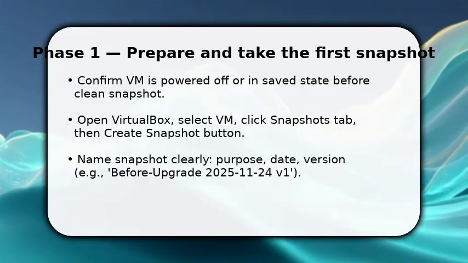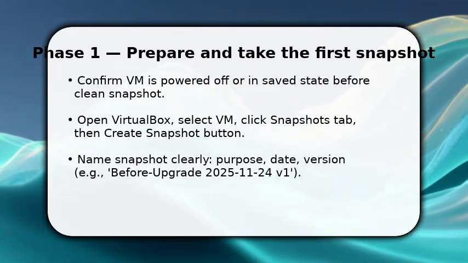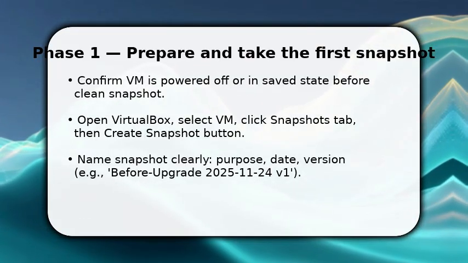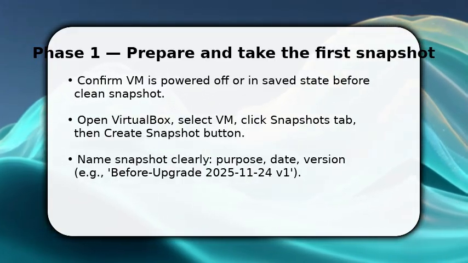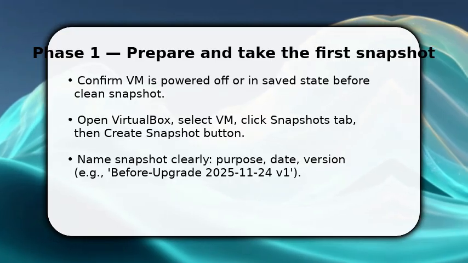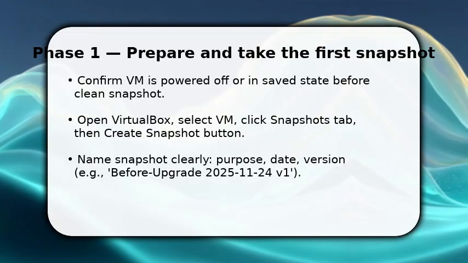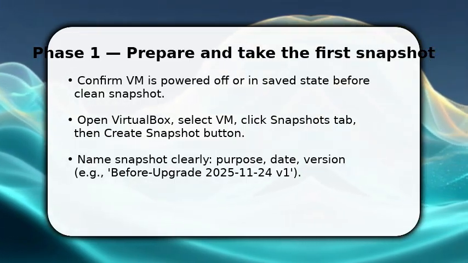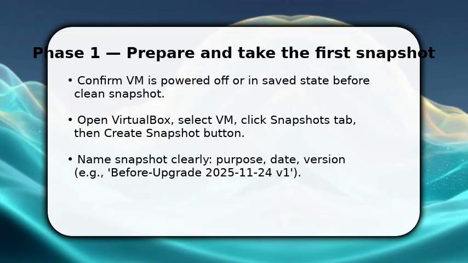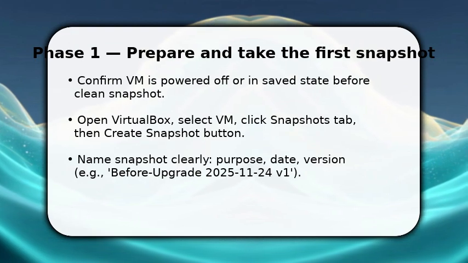You start now. Ensure the VM is in the intended state, powered off for a clean baseline or running for a live capture. Open VirtualBox, select the VM and switch to the Snapshots tab. Click Create Snapshot and name it descriptively so you can find it later. Why? A named snapshot documents state, config, and disk differencing. Once created, VirtualBox stores a restore point you can return to, which prevents risky changes from becoming permanent.